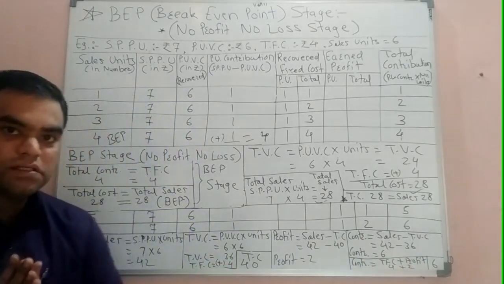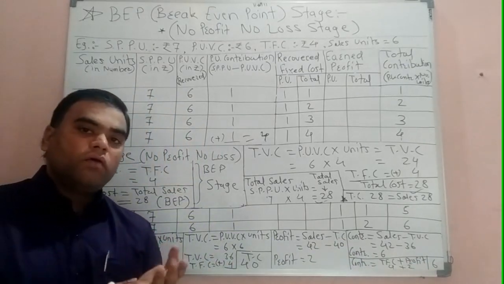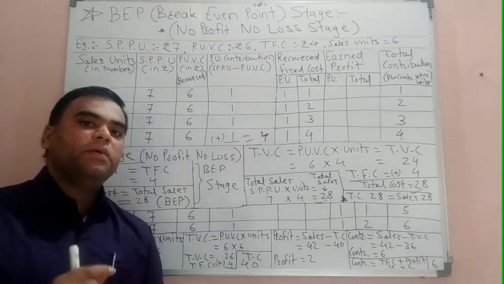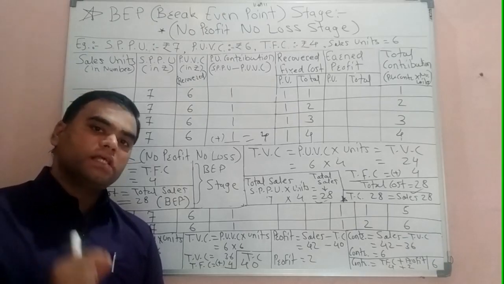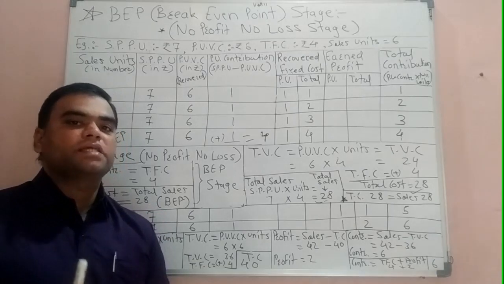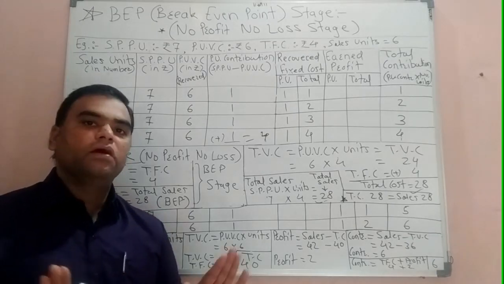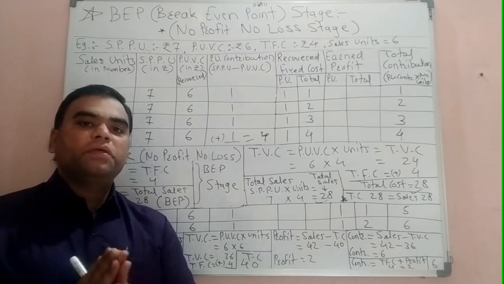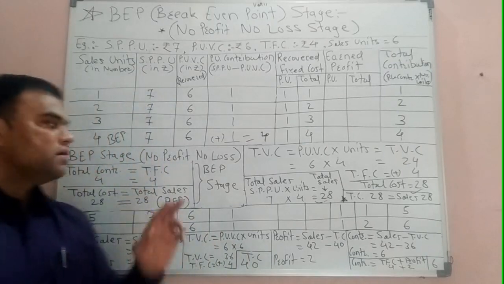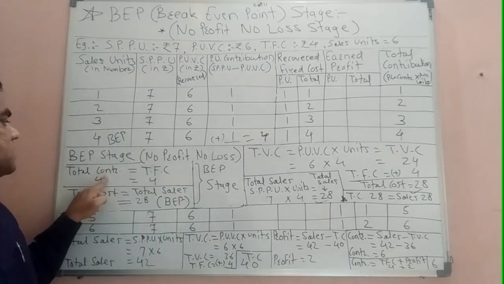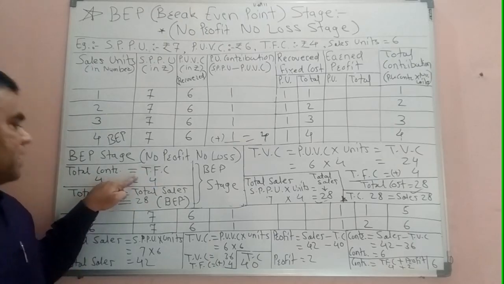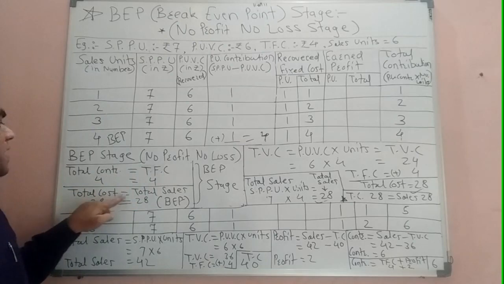So what have we discussed? What is meant by BEP? Break-even point. The point when the company's total cost and total sales are exactly equal. When total cost and total sales are exactly equal, there is no profit, no loss. BEP stage means no profit, no loss stage. When that stage comes, when the company's total contribution becomes exactly the same as total fixed cost, then automatically our total cost becomes exactly equal to total sales.